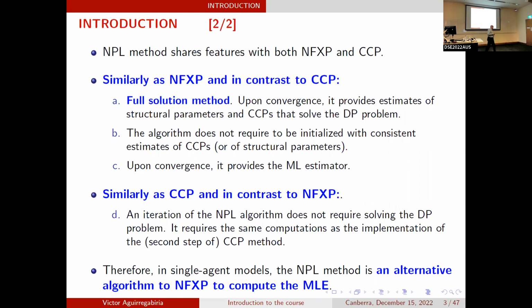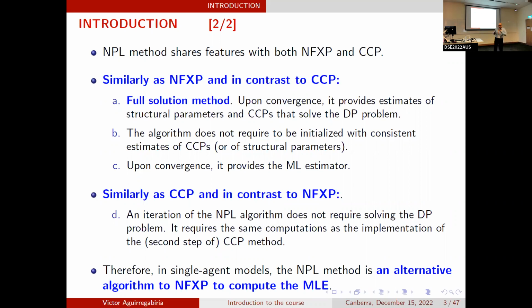Now, similarly to the CCP method, and in contrast to nested fixed point, an iteration of the nested pseudo likelihood method does not require solving the dynamic programming problem. Okay. In contrast, an iteration of the nested pseudo likelihood method requires the same type of computations as the implementation of the CCP method, when we do not have the finite dependence property. Okay. I'm going to distinguish, and it's going to be important to distinguish, two different versions of the CCP method, one that follows the finite dependence property, another that doesn't.